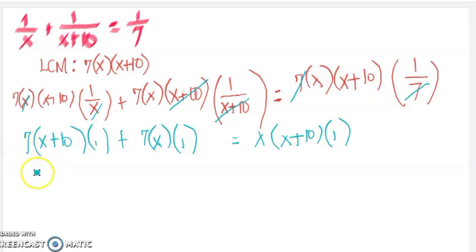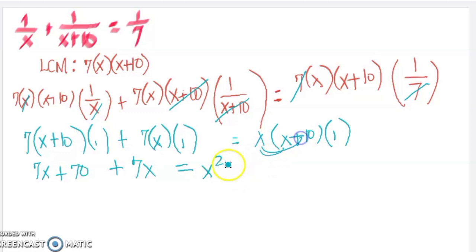Then, we can now simplify this. So, distribute lang. 7 times x is 7x. 7 times 10 is 70 times 1. Okay na yan. Plus, ito, 7x is equal to x times x is x squared. x times positive 10 is 10x. So, x squared plus 10x times 1, ito pa rin.